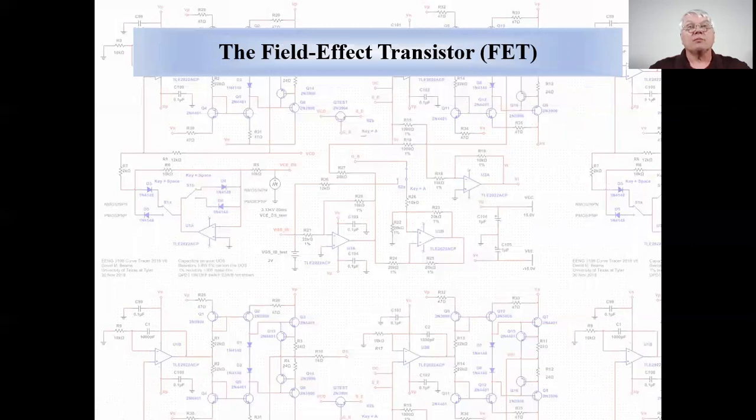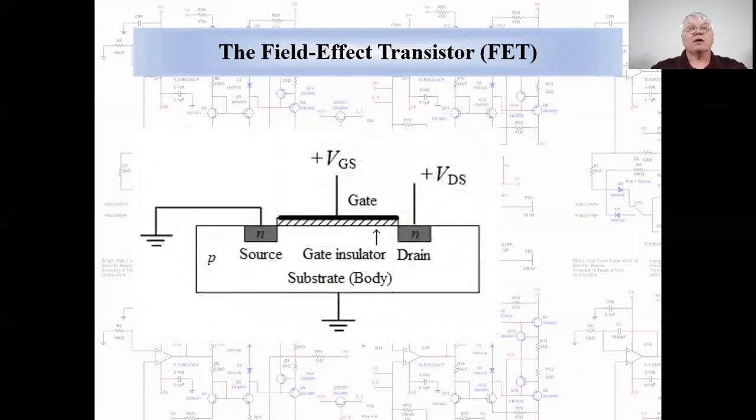But digital logic with BJTs had significant limitations. Beginning in the late 1960s, a newer type of transistor, the metal oxide semiconductor field-effect transistor, or MOSFET, usually shortened to just FET, began to displace the BJT. This is a cross-section of a FET.